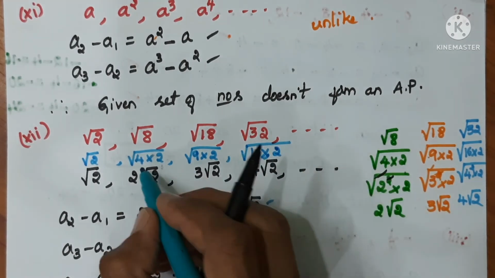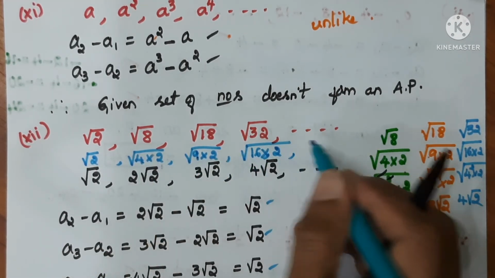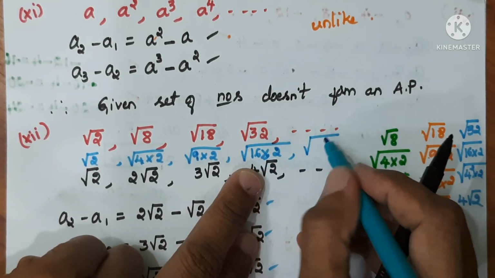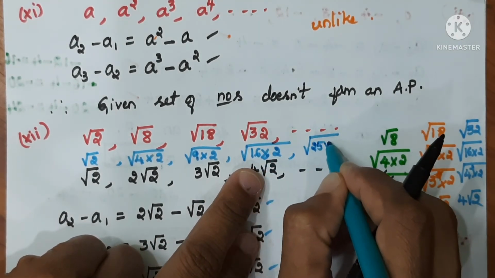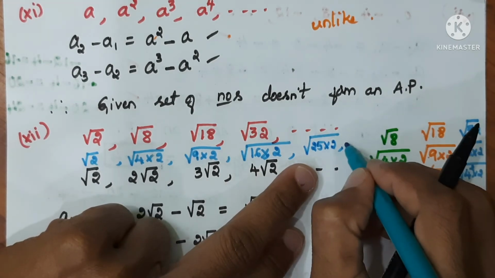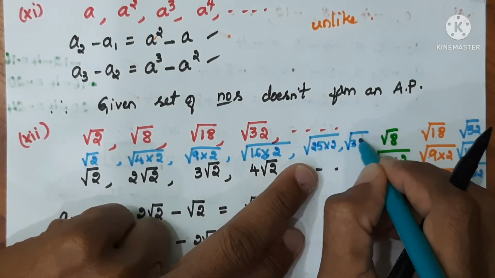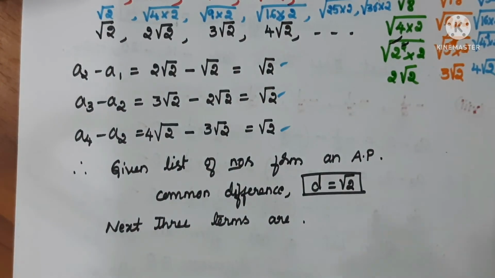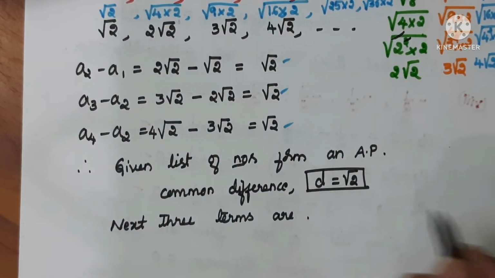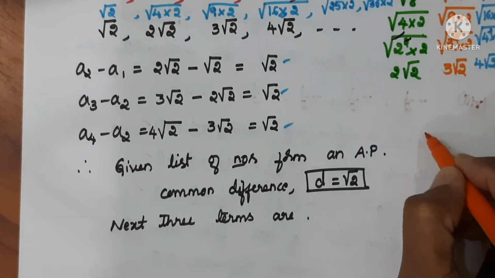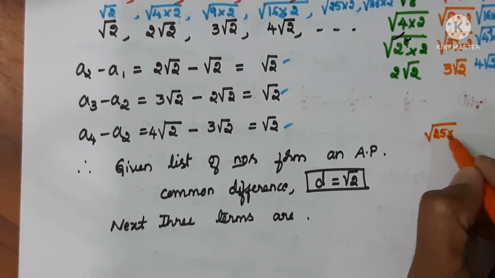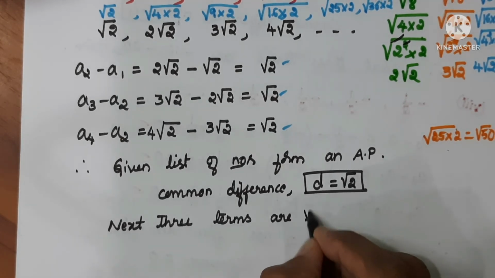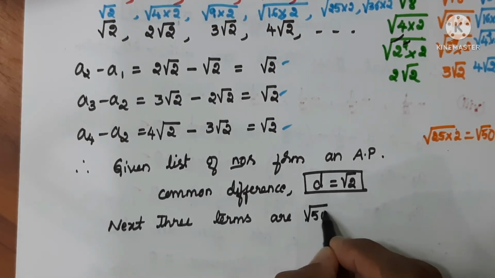16 into 2. Here these are square numbers. The next number will be root, after 16, the next square number is 25. 25 into 2, so the next term is root 25 into 2, which is equal to root 50.